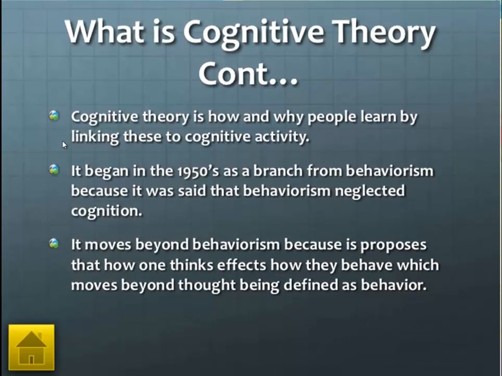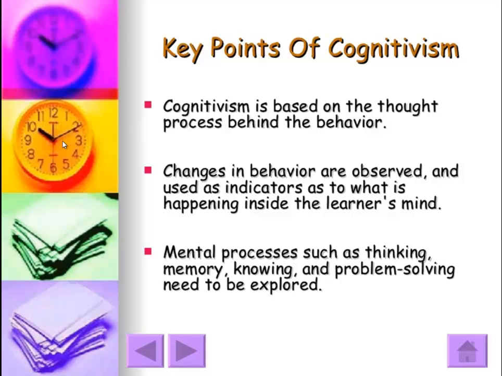So what is cognitive theory? It is how and why people learn by linking these to cognitive activity. It began in the 1950s as a branch from behaviorism because it was said that behaviorism neglected cognition. It moves beyond behaviorism because it proposes that how one thinks affects how they behave, which moves beyond thought being defined as behavior.